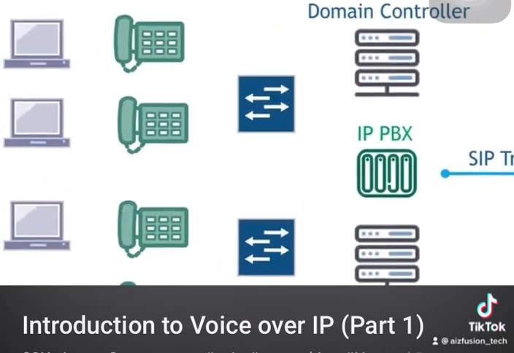When one phone wants to call another, the calling phone will send a signal to the PBX using SIP. The PBX knows the IP addresses of all online phones on the network because they all registered with the PBX when they started up.